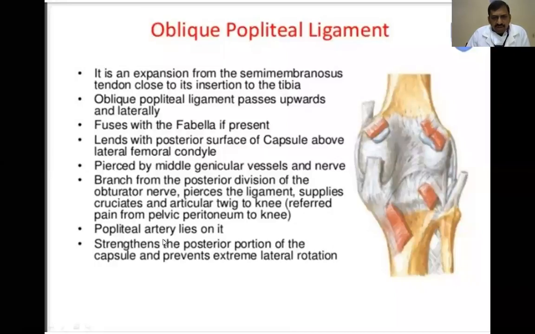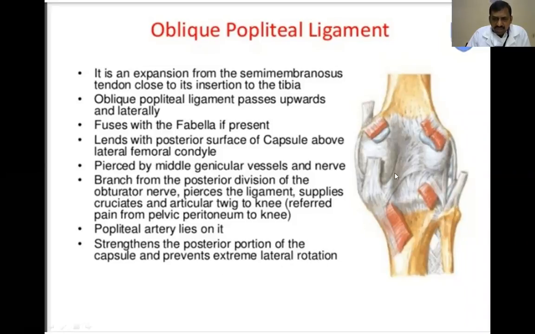And the popliteal artery lies on it. The popliteal artery passes through like this. It strengthens the posterior portion of the capsule and prevents extreme lateral rotation. That is the function of the oblique popliteal ligament: it prevents extreme rotation and strengthens the posterior part of the capsule of the joint. That is the importance of the oblique popliteal ligament.